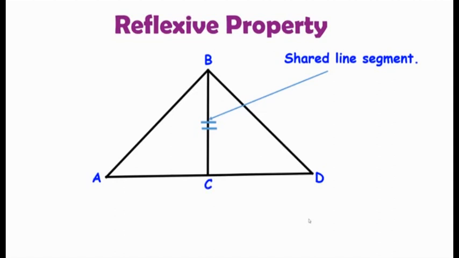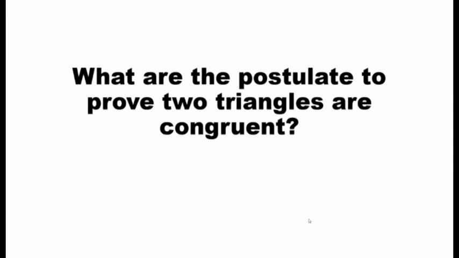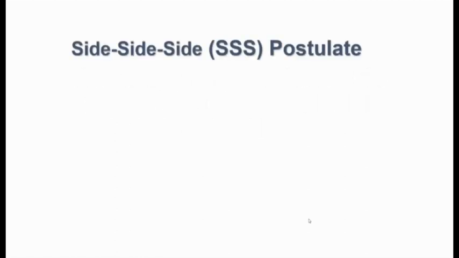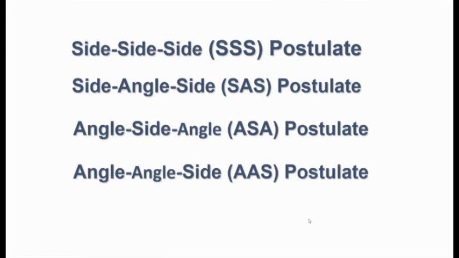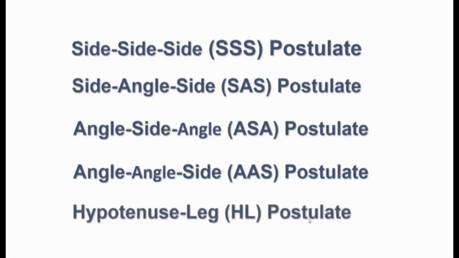So these vocabularies you have learned will also help us to identify postulates that two triangles are congruent. So what are the postulates to prove two triangles are congruent? We have side, side, side, SSS postulate, side, angle, side, SAS, angle, side, angle, ASA, angle, angle, side, AAS, hypotenuse leg. This works with only right triangles.